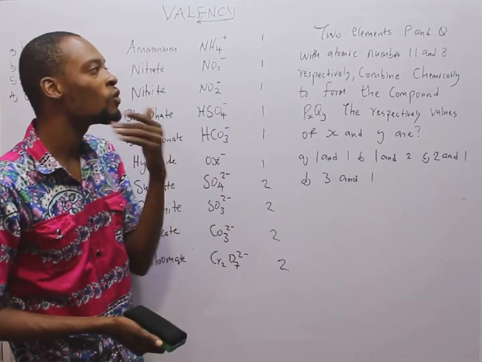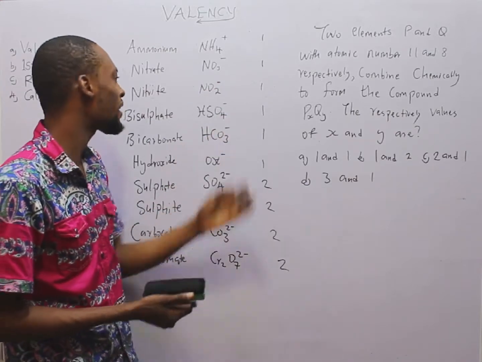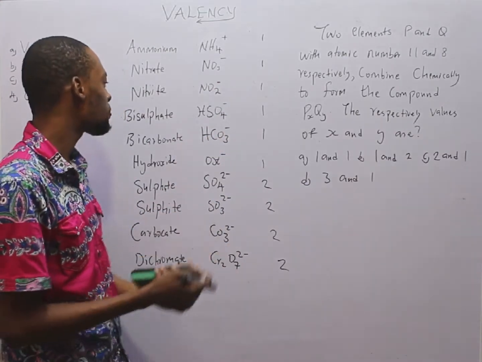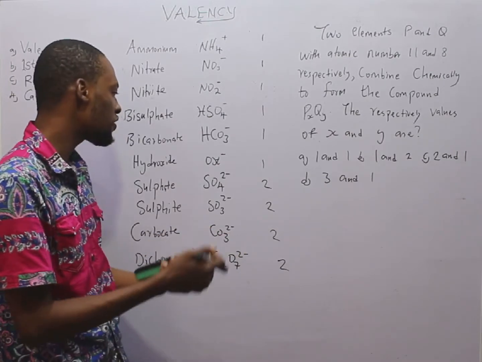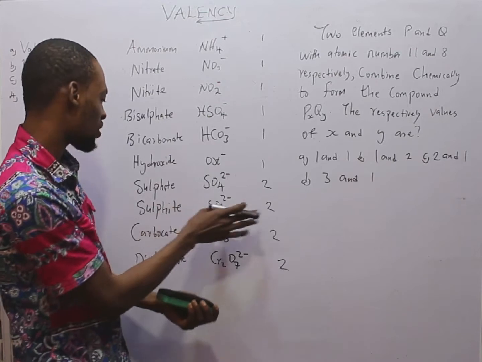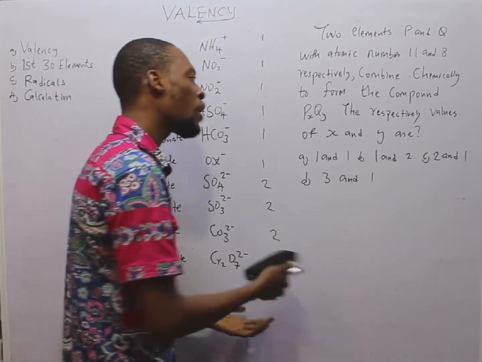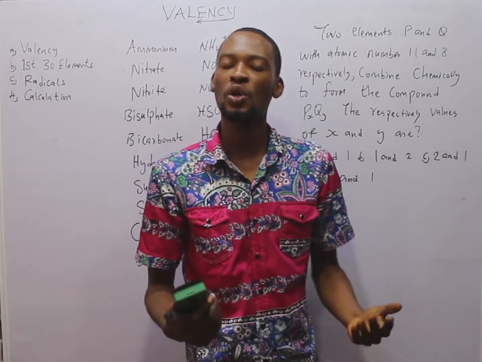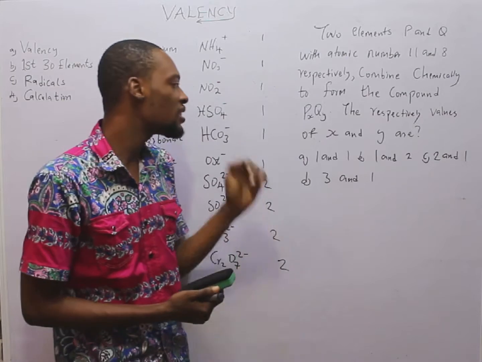For ammonium, the valency is 1. Nitrate, valency 1. Nitrite 1. Bisulfate 1. Bicarbonate 1. Hydroxide 1. Sulfate 2. Sulfite 2. Carbonate 2. And dichromate 2. We don't include positive or negative sign when it comes to valency. So that is it for these valencies.